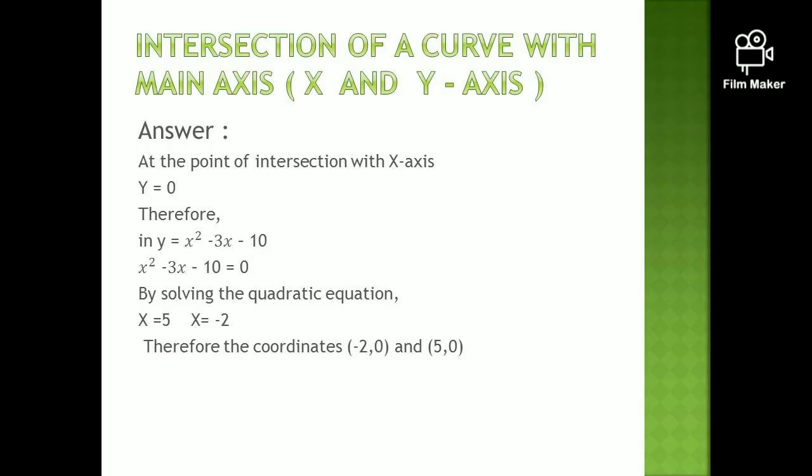Then we know the x coordinates are 5 and minus 2 and the y coordinate is 0. With that you can write the intersection points as (minus 2, 0) and (5, 0).